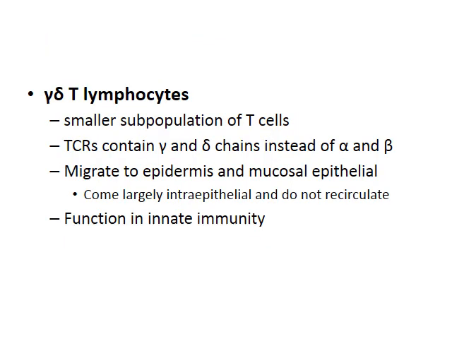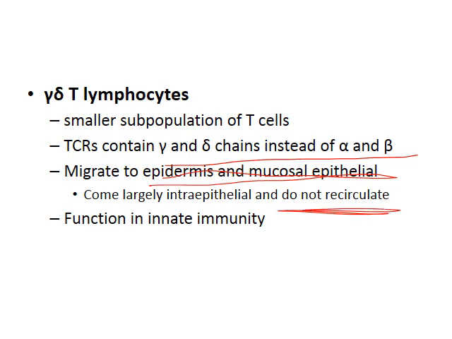The last ones are gamma delta T cells. These are a very small population. They're going to contain gamma delta chains instead of alpha beta. These are going to migrate to the epidermis and mucosal epithelial and become part of the intraepithelial and really don't recirculate once they get there. And these guys are more in the innate immunity. So these guys are interesting because they're part of the innate immunity, but they're a cell of the adaptive immunity.